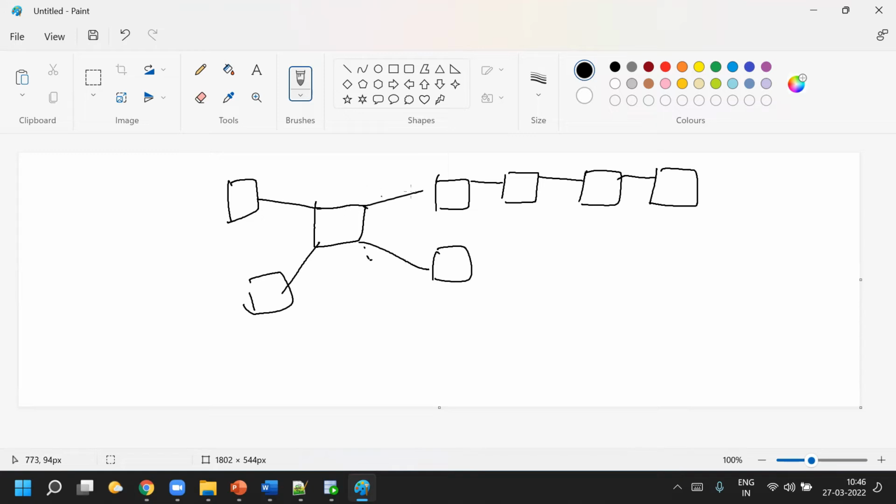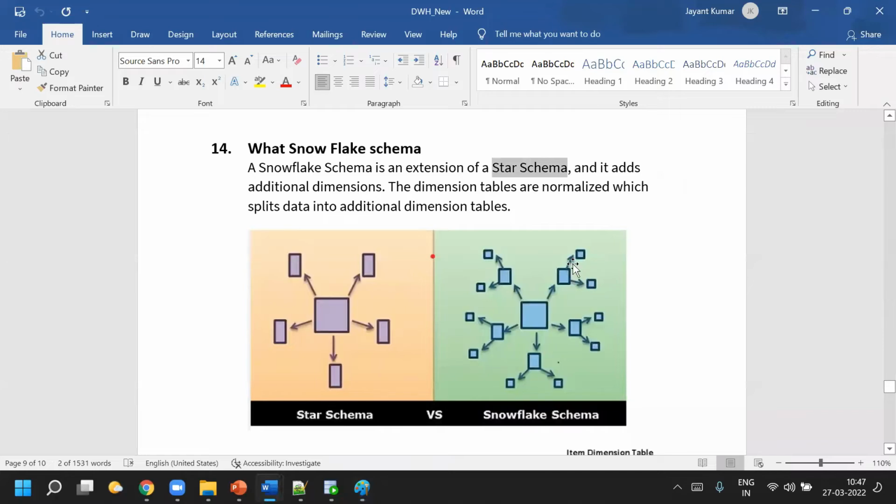If we consider that this is the date dimension, then from the date dimension we can make a year dimension, a half-yearly dimension, or a monthly dimension where monthly data can be organized, and from there week-wise or day-wise data. So the dimensions get extended further, and this complex architecture of the star schema is called a snowflake schema.